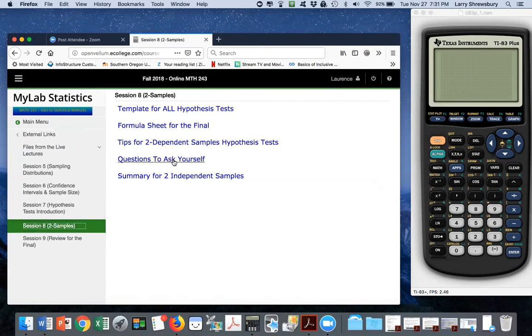And remember the questions to ask yourself. Keep practicing, because it's just a few questions you ask yourself and you know exactly which statistical method to be using for the given situation. Boy, that's a great skill to have when you're taking a final exam, so you know exactly the right thing to do for the given situation.